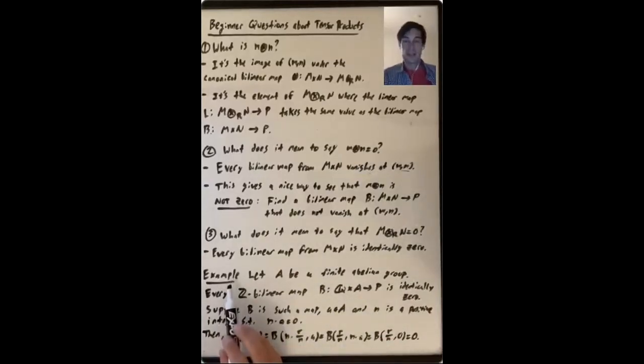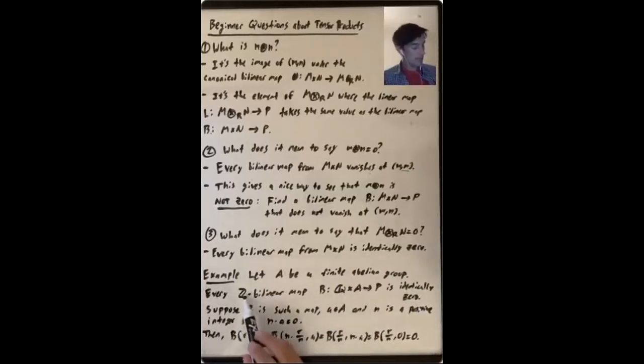All right, let's see an example of this, building on the example that we did earlier in this video. Let's say A is a finite abelian group. Every Z bilinear map B from Q cross A to any Z module, any abelian group P, is identically 0. Let's see why this is true. Not surprisingly, this argument is going to look almost exactly like the one that we already used to show that every elementary tensor in the tensor product of Q and A is 0. Because what's really going on here is the same thing.